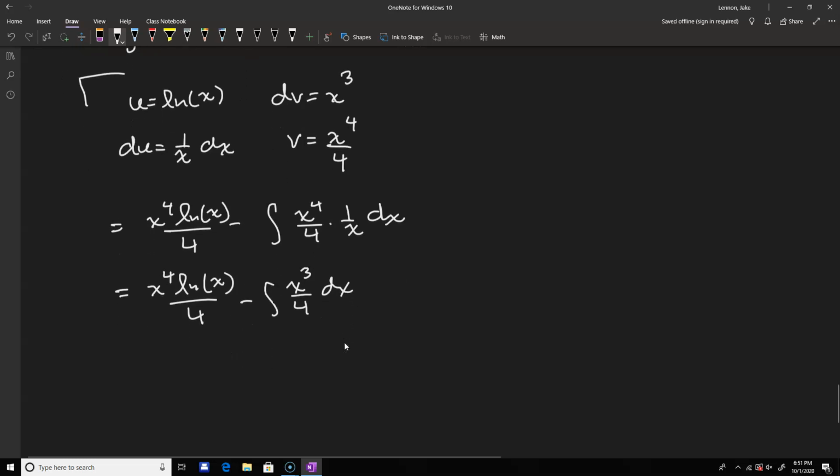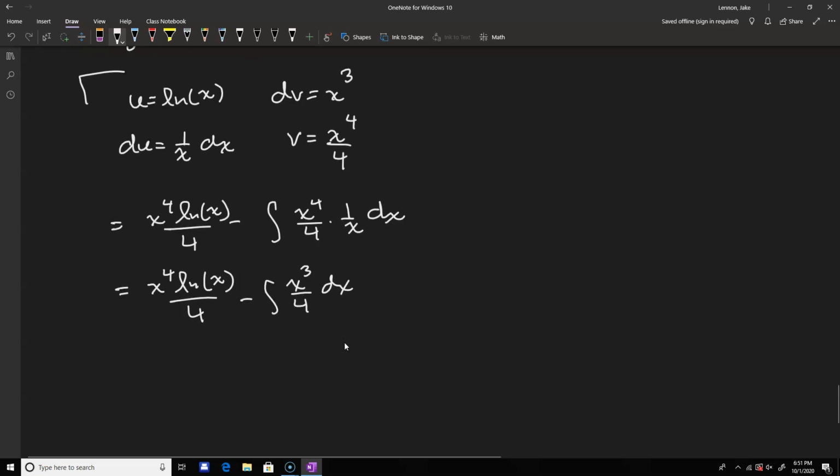And then that's just a polynomial now. We just add 1 to the power, so it's going to become x to the 4th, and then divide by another factor of 4. So we end up with 16 in the denominator. So x to the 4th natural log of x over 4 minus x to the 4th over 16 plus our constant of integration. And that is it for this problem.